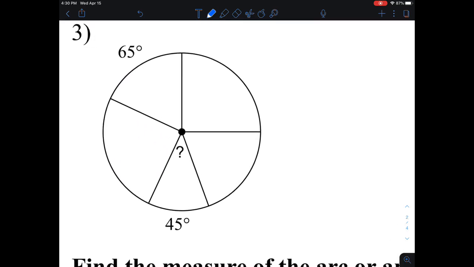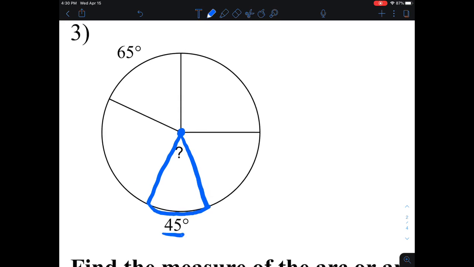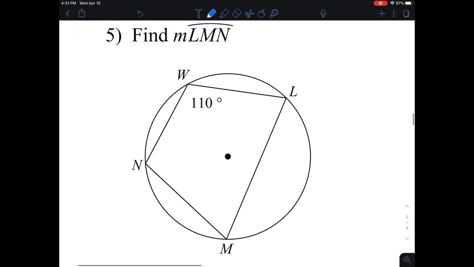Let's look at number 3. This time I want to find the measure of the angle indicated. This angle is a central angle because it has a vertex at the center. I'm going to highlight this angle, and the measure of the arc that subtends the angle is 45 degrees. Which means that the angle measure itself also has to be 45 degrees because it's a central angle.